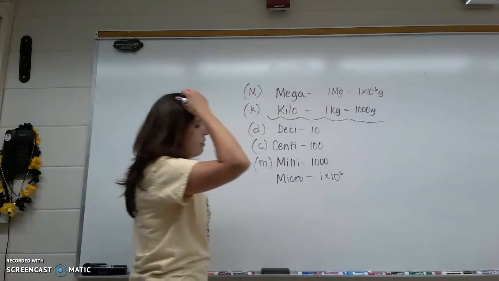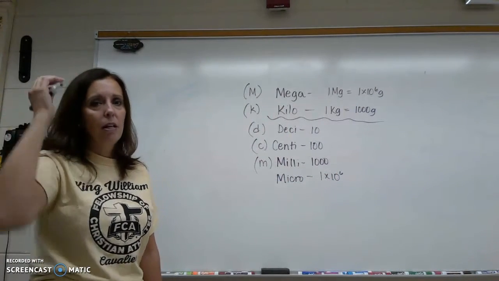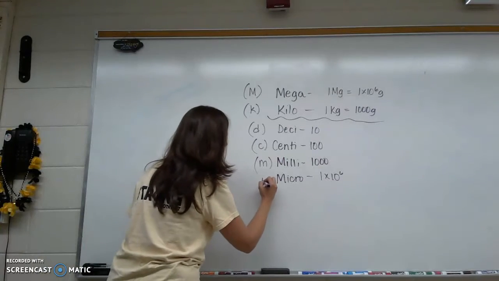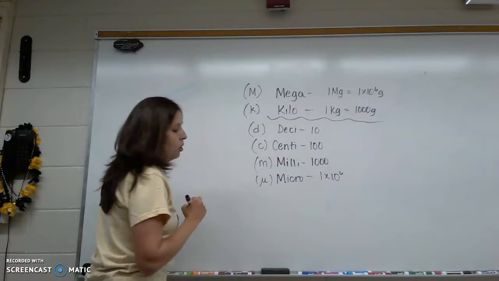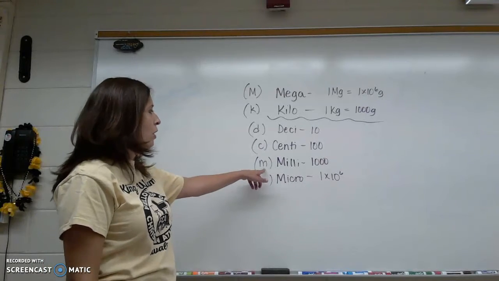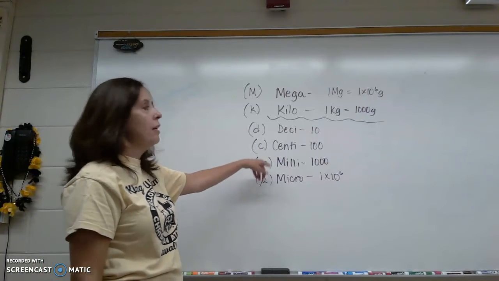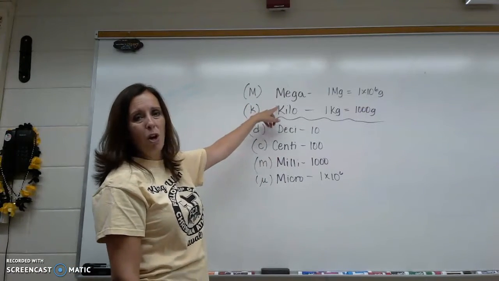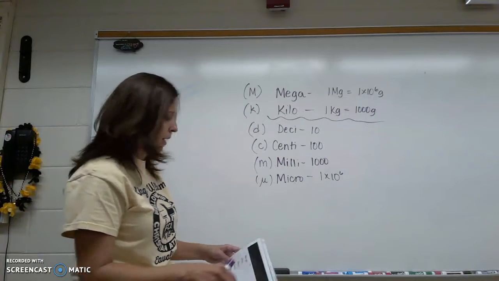And micro had that crazy symbol. It was like a cursive U. That's what it looked like. Okay? So micro is a little cursive U. And you couldn't use a lowercase m because you already got that for milli. You can't use an uppercase M because we already have that for mega.